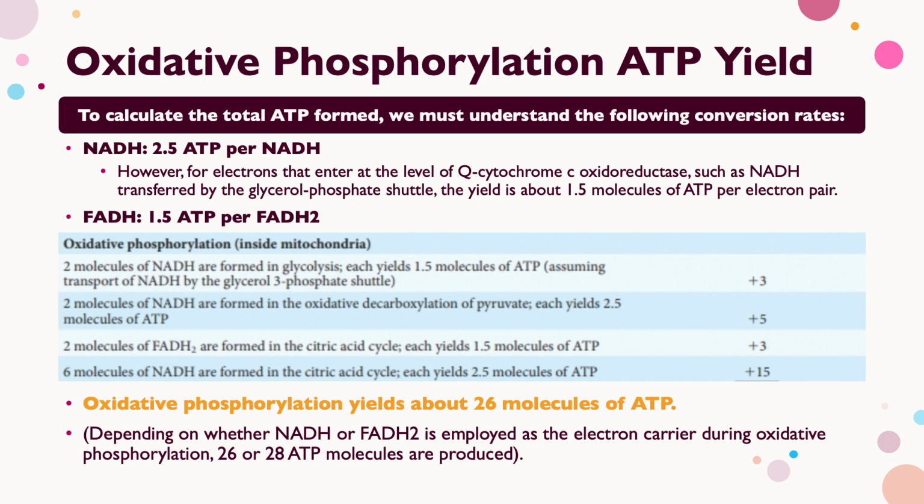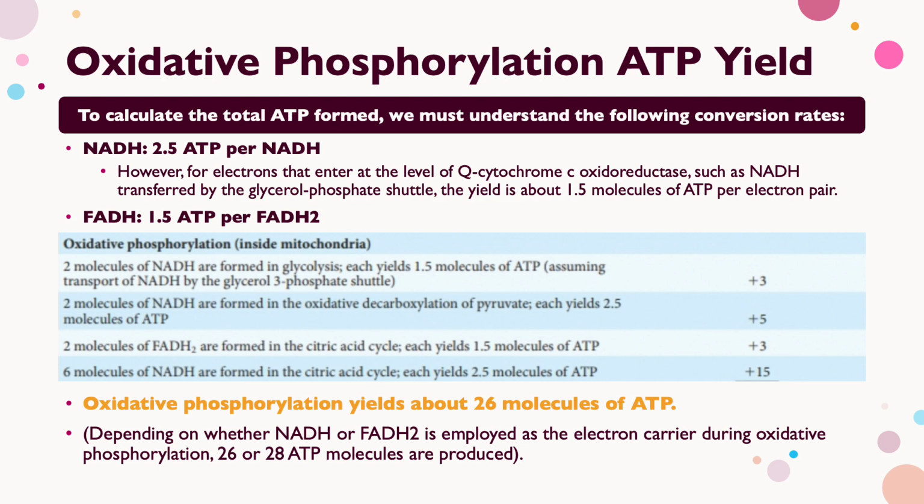So in order to calculate the total ATP formed during oxidative phosphorylation, we must understand the following conversion rates. NADH is typically equal to 2.5 ATP. However, for electrons that enter at the level of Q-cytochrome C oxidoreductase, such as NADH transferred by the glycerol phosphate shuttle, the yield is about 1.5 molecules of ATP. And for FADH2, it usually yields about 1.5 ATP. So now let's take a look at this chart.